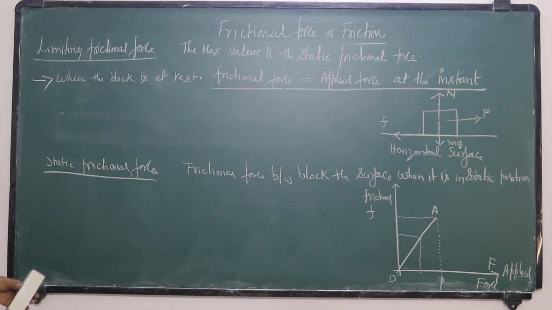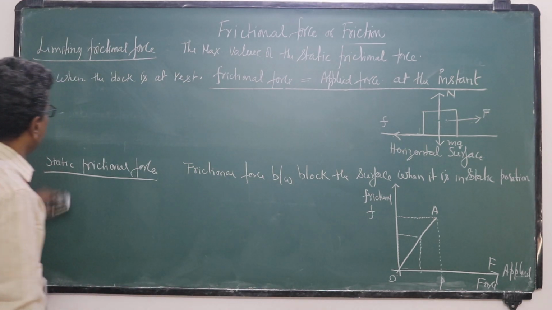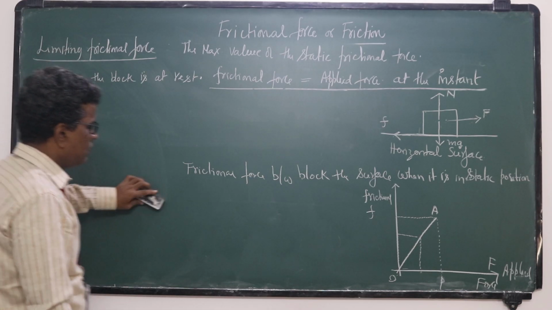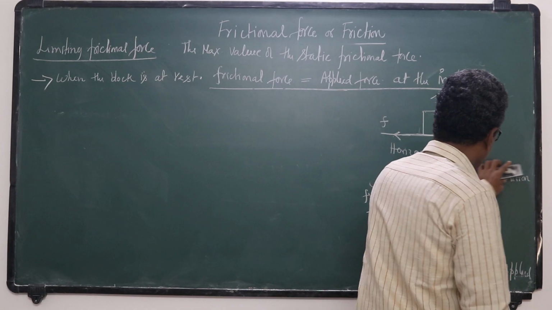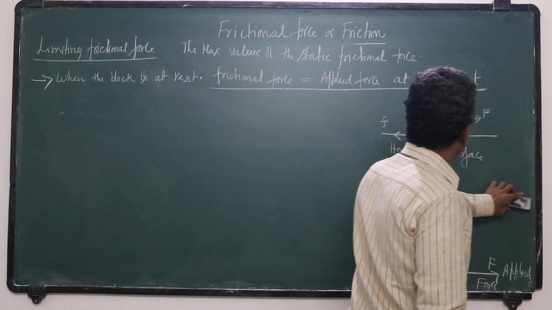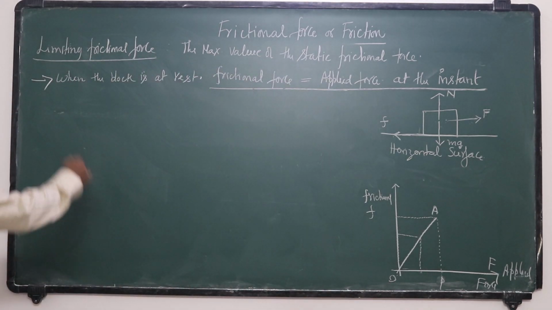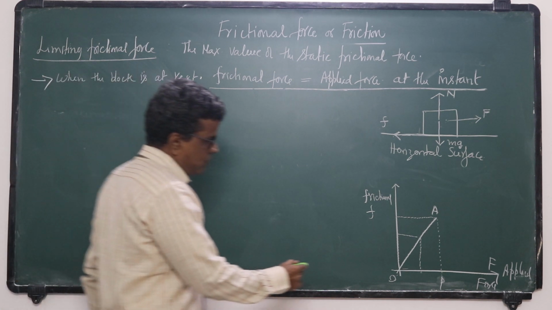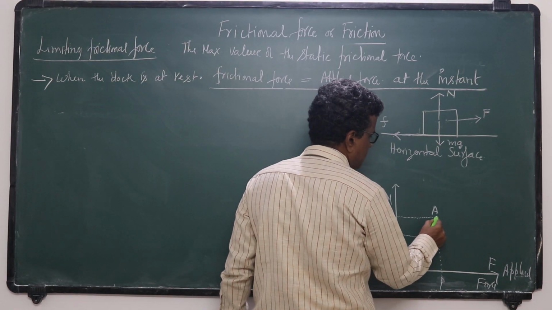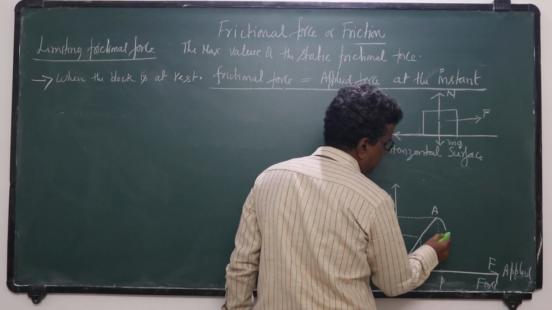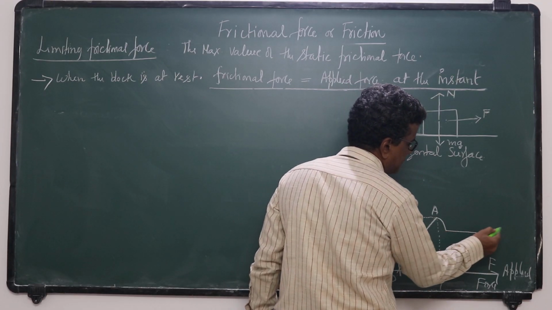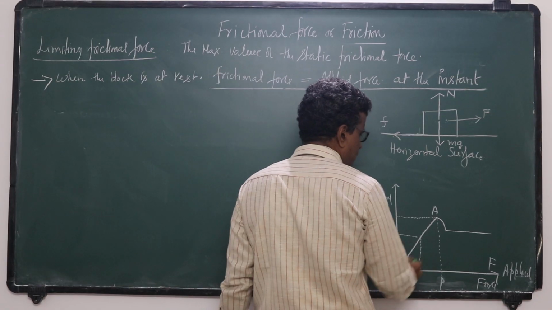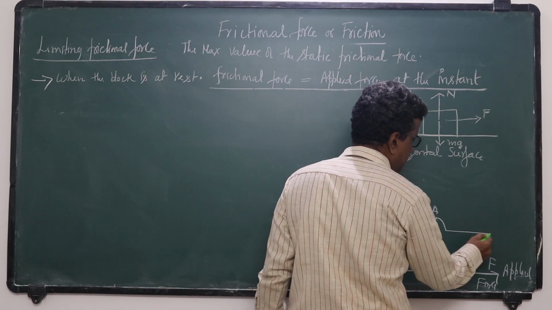Okay, and after reaching this maximum value of static frictional force, at that position the block has a tendency to slide. Once it starts sliding over the surface, the frictional force value decreases a little bit and then stays steady. It will be like this. So as the applied force increases beyond P, the frictional force value decreases. That means the block starts sliding.